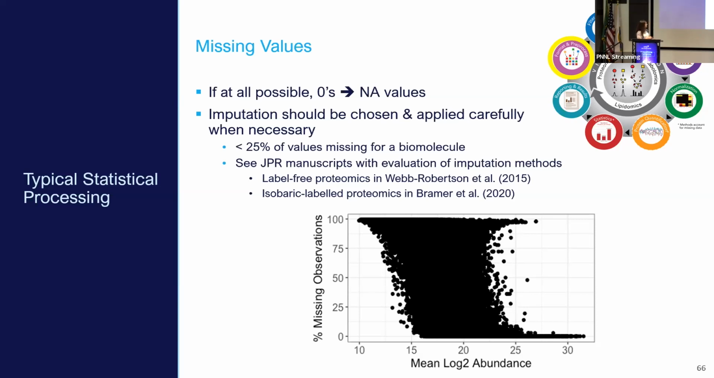And there are two really great manuscripts for either label-free or isobaric labeled proteomics data that give some guidance and things to watch out for if you're doing imputation. We also see this common pattern in label-free data where the amount of missingness is related to the average abundance that we're observing. So we tend to see more missing values at these lower abundances.